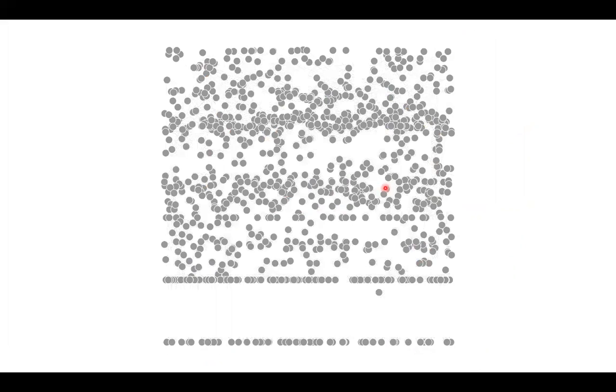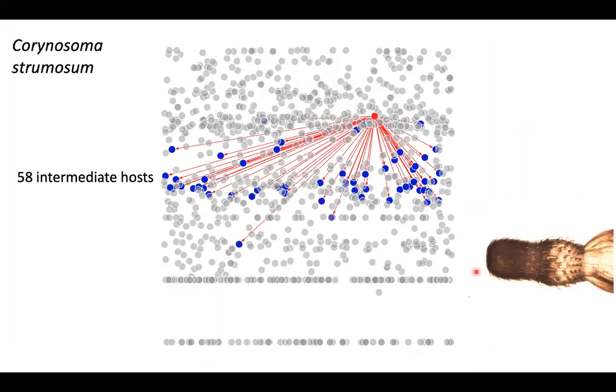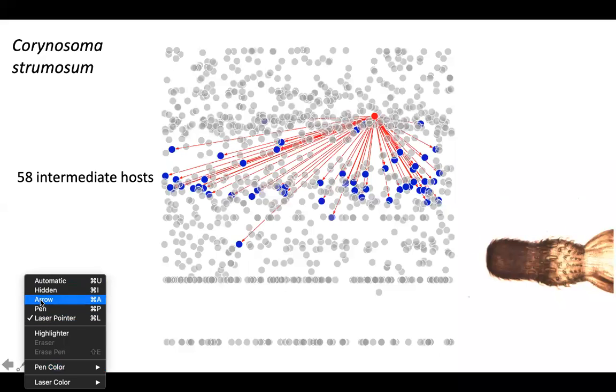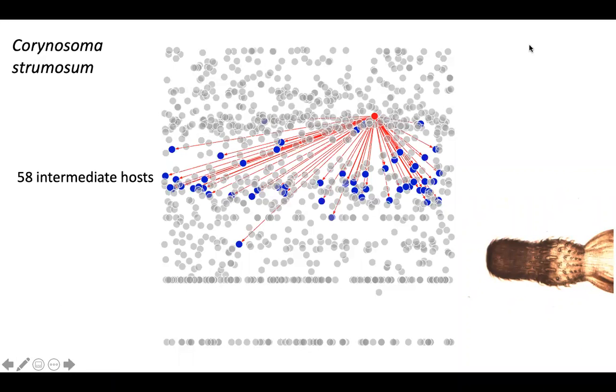So here's the food web again. I've just colored everything gray, removed the links. So here is the larval stage of this parasite, Corynosoma stromosum, thorny-headed worm, and it had 58 fish hosts that it could use in the food web.